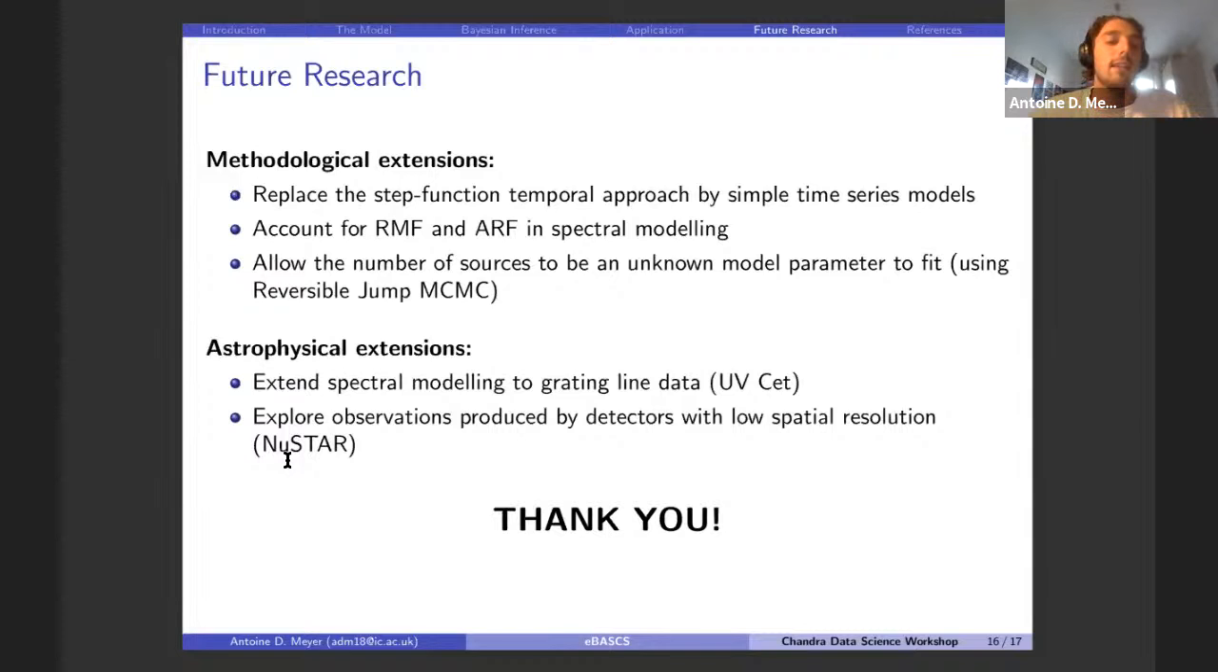And also, last thing, it'll be interesting to see whether our algorithm is able to explore observations produced by detectors with very low spatial resolution, such as NuSTAR, and if it's able to separate components using a more advanced spectral and temporal modeling. So yeah, this is it for eBASCS, and thank you very much for your attention, and I look forward to your questions.